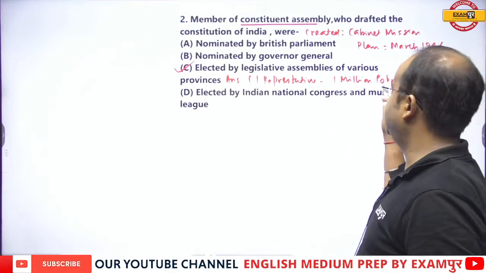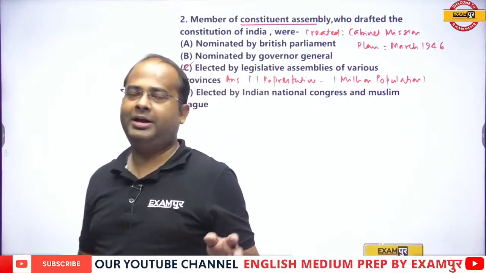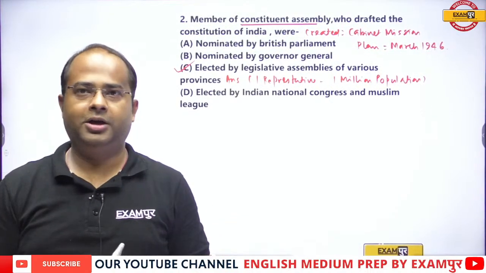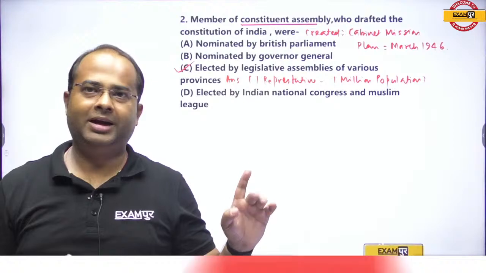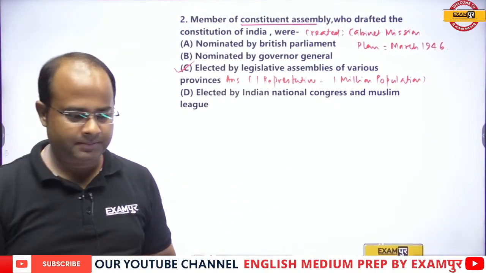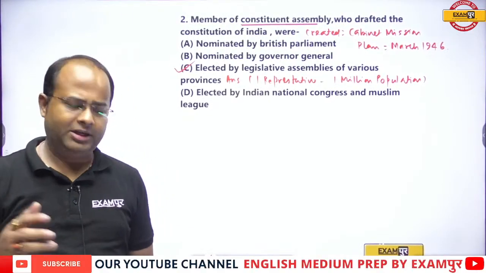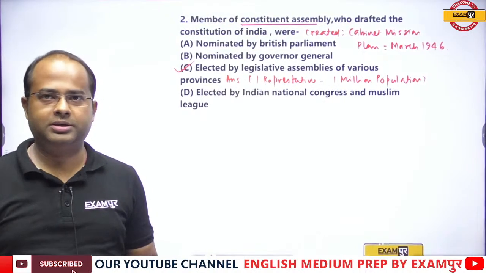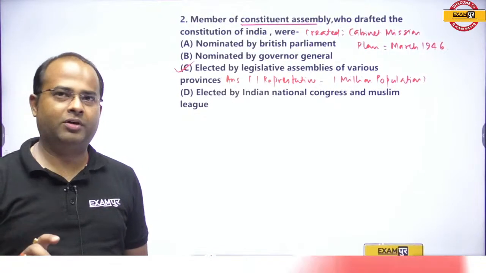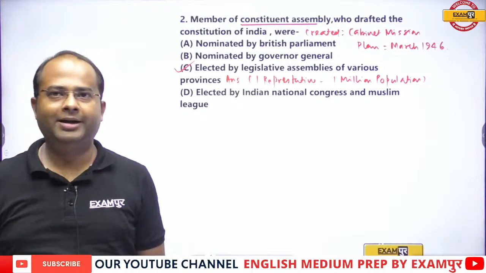They were elected by the legislative assemblies of various provinces. Therefore, one member was elected from a population of 1 million. So I hope it is clear to every one of you. One member elected from 1 million population, they were all from the members of legislative assemblies. If you have any queries or doubts, you can ask. And if it is Baba Saheb Bhimrao Ambedkar, we have a question on that, then I will tell you about Baba Saheb. Don't worry, we have a question on it.